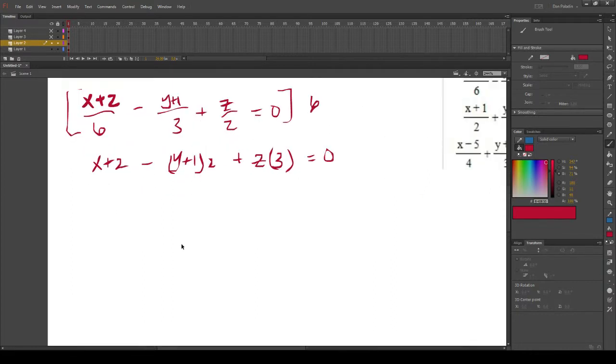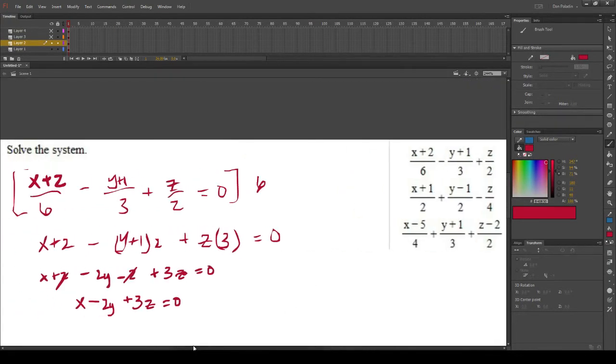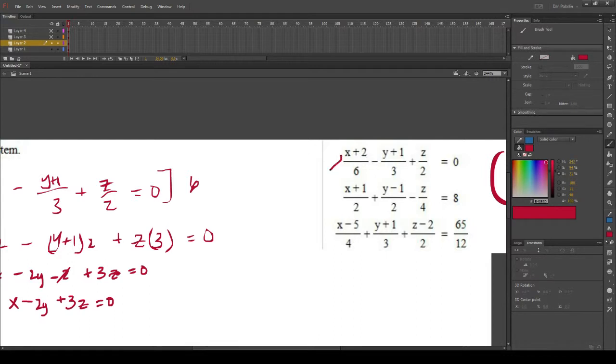Okay, so now we're going to have x plus 2 minus 2y minus 2, that's a minus, plus 3z is equal to 0. This is almost set up. The plus 2 and the minus 2 cancel, so I have x minus 2y plus 3z is equal to 0. That first equation, I've redone it. Let's write that over there: x minus 2y plus 3z is equal to 0. So that's the first equation.